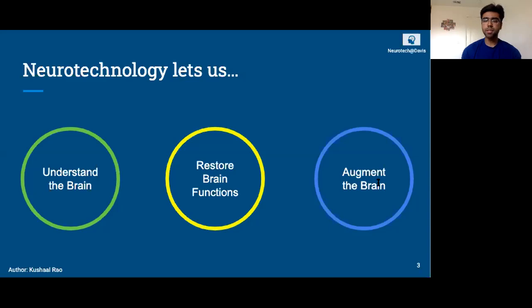The third aspect of neurotechnology is augmenting the brain. This refers to giving the brain external capacities that are not available in its organic form.